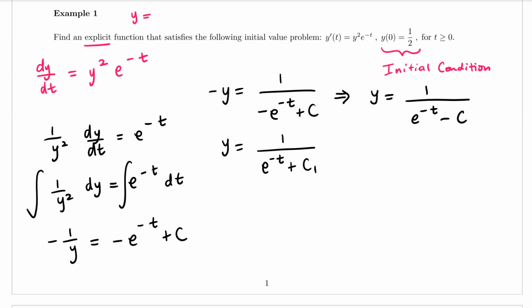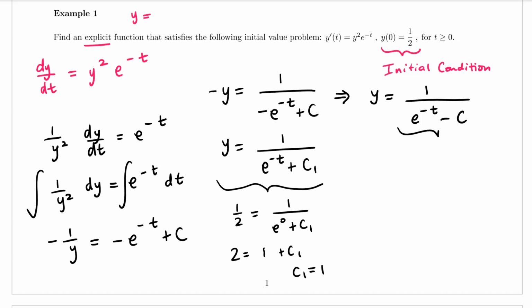And both of these right now are the explicit solution as a general solution, and we want the particular solution, so we're going to plug in our initial condition of y of 0 equals 1/2. So on this side, I'm going to replace y with 1/2, and I'm going to replace t with 0. And if we take the reciprocal of both sides, I get 2 equals e to the 0 plus c1. I know that e to the 0 is equivalent to 1, and so if I subtract 1 from both sides, that gives me that c1 is equal to 1.